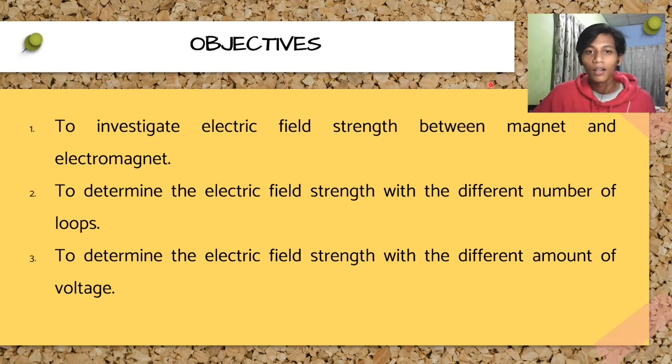The objective of this experiment is to investigate the magnetic field strength of a magnet and an electromagnet, to determine the field strength with a different number of loops, and the last one, to determine the field strength with a different amount of voltage.